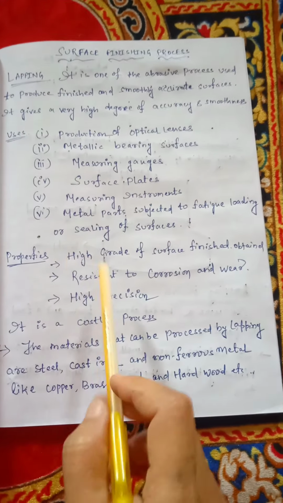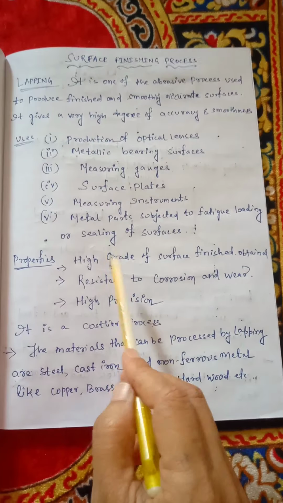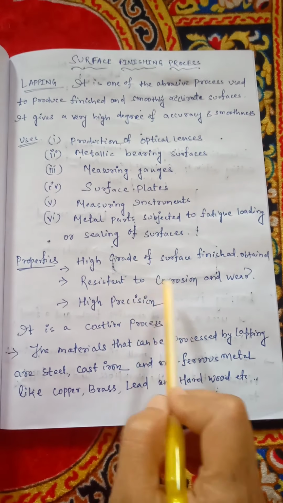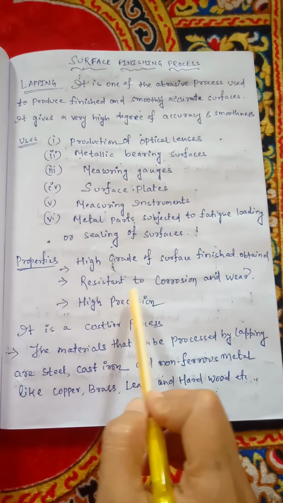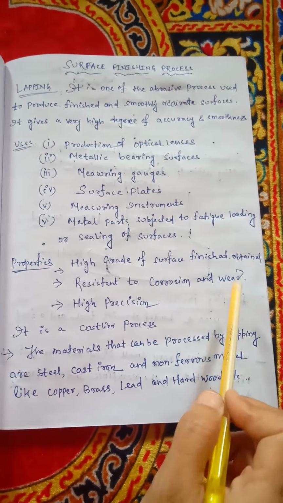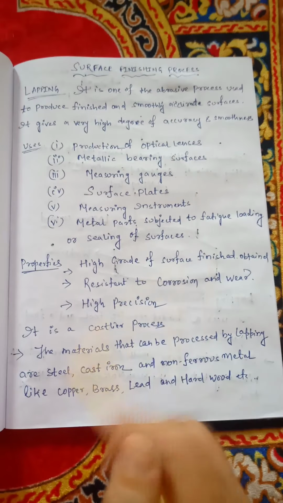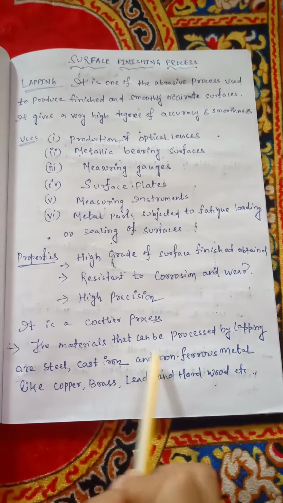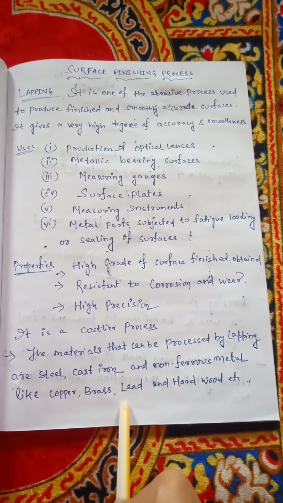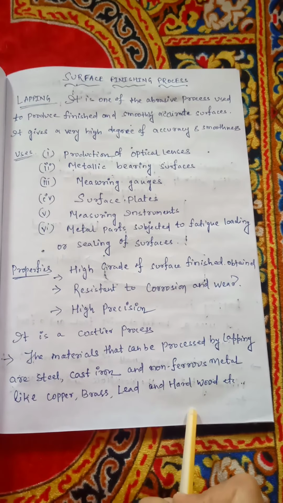Then what are the main properties of lapping? First, a high surface finish is obtained. Second, it resists wear and corrosion. That means the surfaces cannot be easily corroded by contact with air, atmosphere and water, and it provides high precision accuracy. Then, it is a costlier process. The materials that can be processed by lapping are steel, cast iron and non-ferrous materials like copper, brass, lead and hardwood.